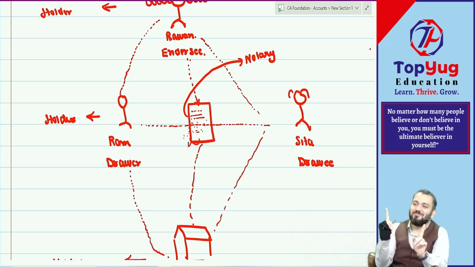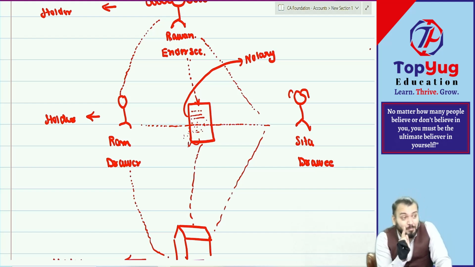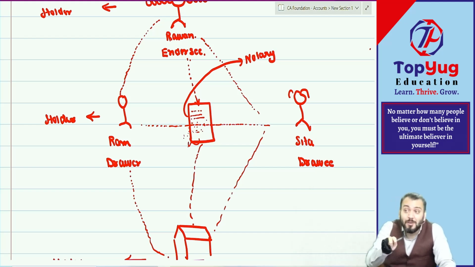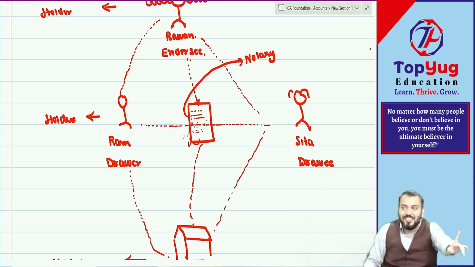Hey, understand, understand the story. One second. If the bill is held by Ravan, who takes the service of the notary? So who will pay noting charges? Ravan. But he will recover from whom? And Ram will recover from whom? Sita. Now understood?